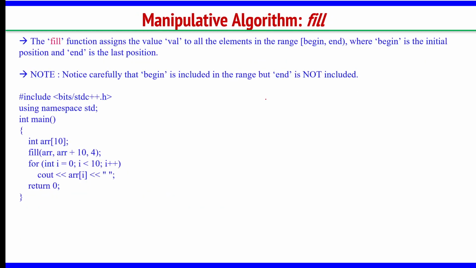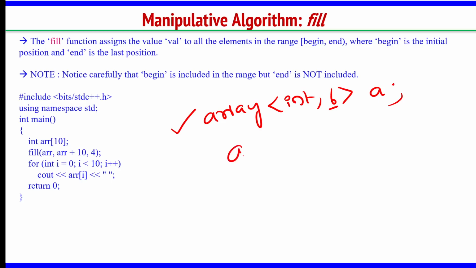Let us see the next one, fill. I created an array, int comma 6, with variable a. I am creating an STL array like this with size 6. I want to make all those elements of the array to be 0. So, you can simply write a dot fill of 0. We have seen this already, right.